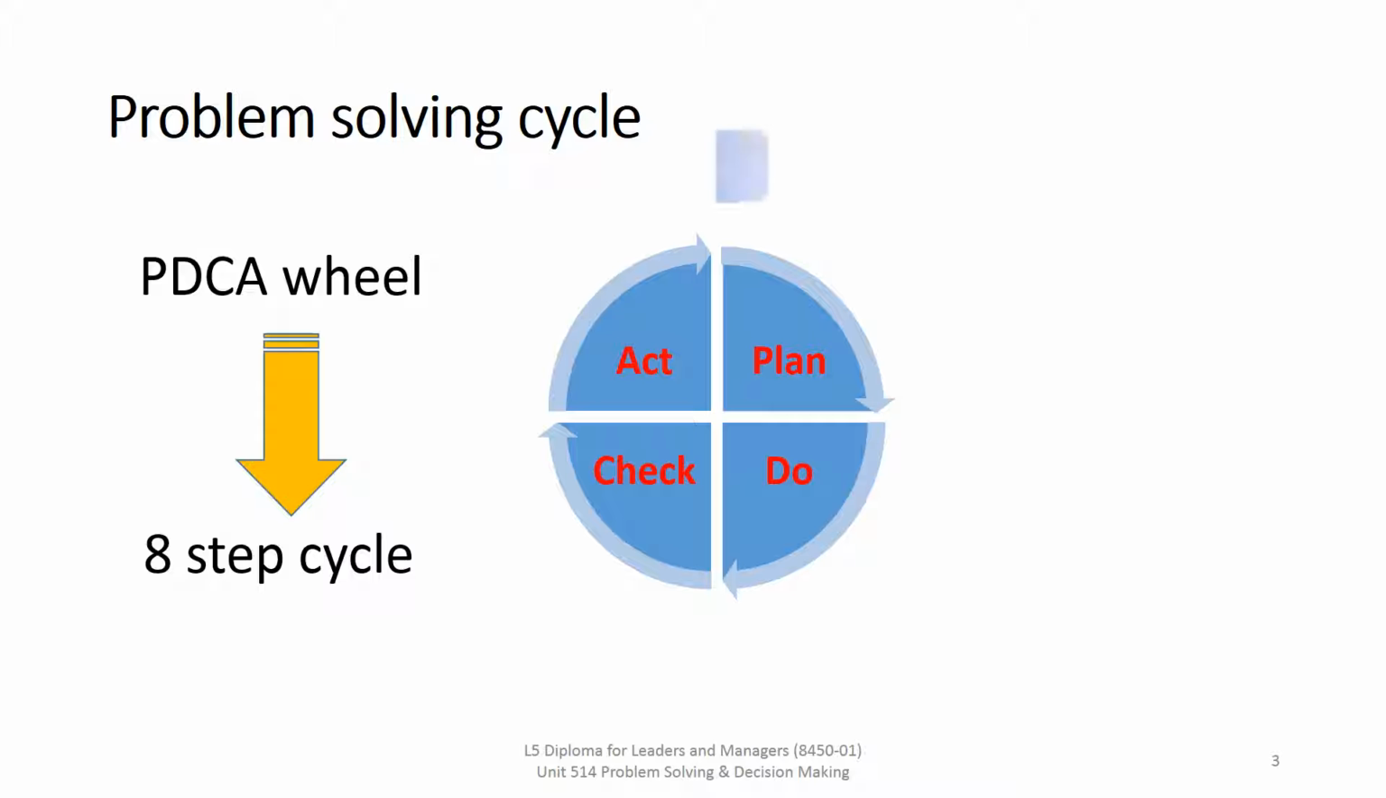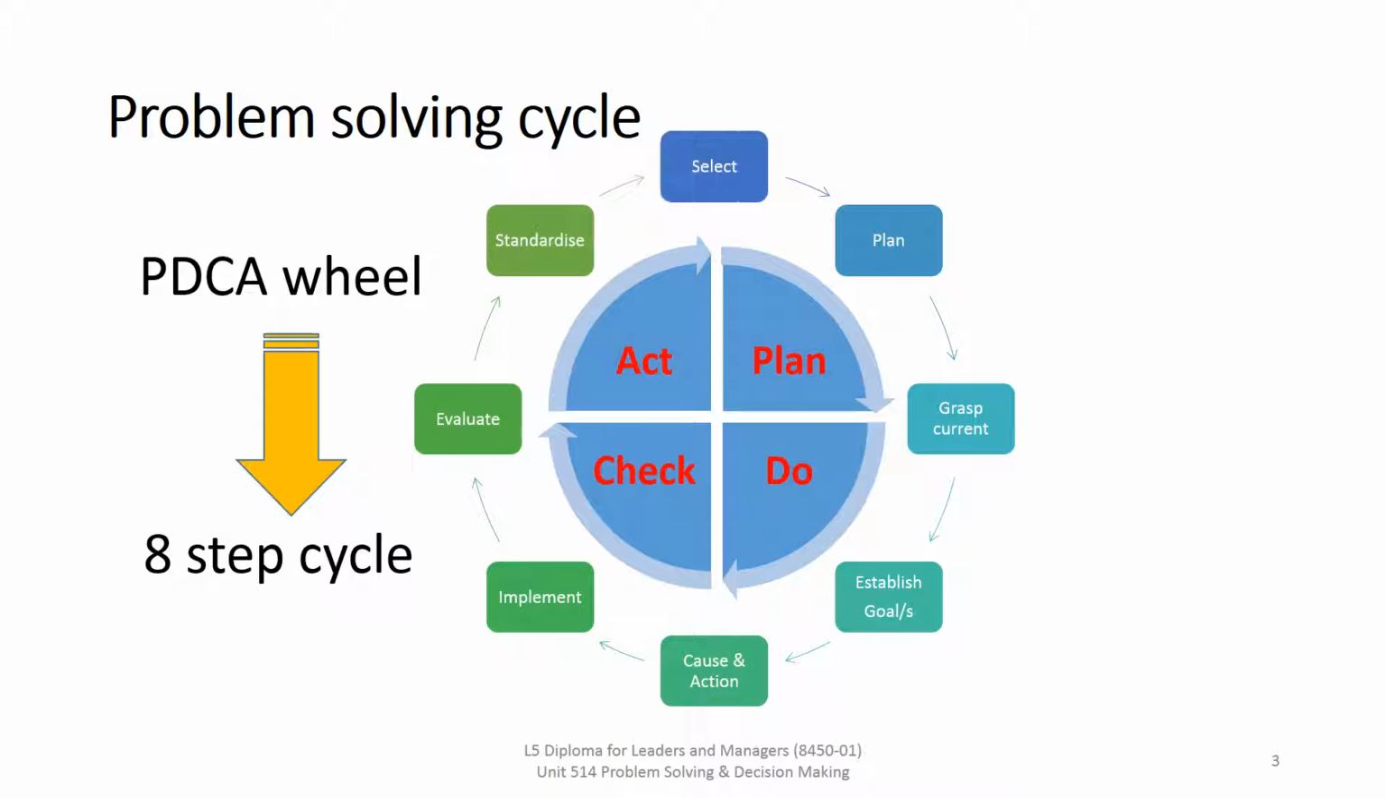And the 8 steps start with select. So that's select a theme, a problem or an improvement. So what you're going to do, then plan a schedule for going about it, for solving or improving. Then grasp the current situation. Not doing this is quite often a common fault. We need to know exactly what the situation is now, and then establish a target or goal confirmed from the current situation. Analyze the cause and identify the actions to correct or mitigate it. So maybe brainstorming or mapping the process.